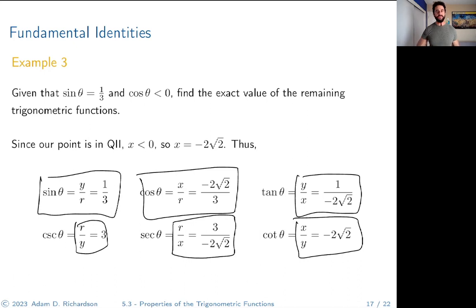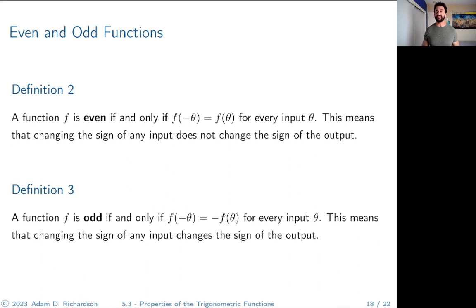All right, so that's it for identities for now. The next thing we're going to talk about is evenness and oddness. There are these functions that are called even and odd functions. It's a very specific property that can be very, very helpful depending on the context. We say this: a function is even if and only if f of negative theta equals f of theta for every input theta.